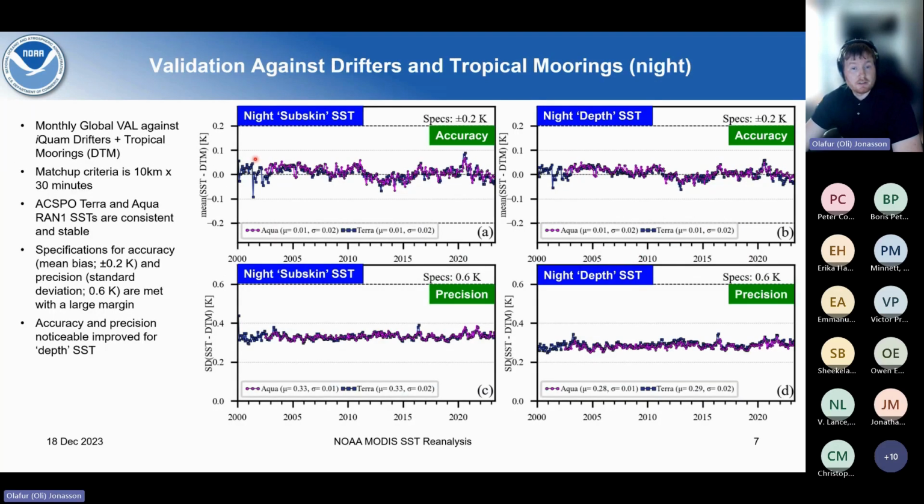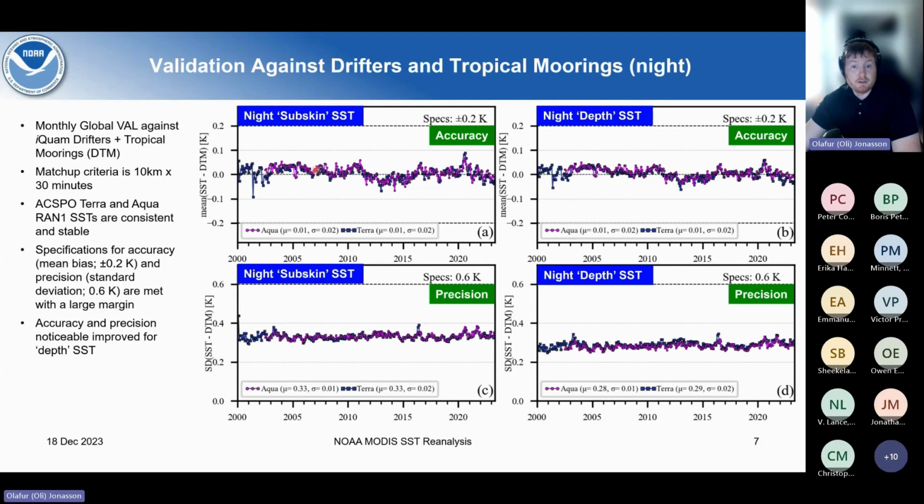This slide is an overview of the validation of MODIS RAN1 against drifters and tropical moorings for nighttime. This shows monthly global validation statistics against iQuam drifters. Every point that you see on this time series is a monthly aggregate, and our matchup criteria is 10 kilometers by 30 minutes. The top panel is the accuracy, or the mean global bias, and the lower is precision, which is the corresponding standard deviation. The left is the subskin SST, and the right is the depth SST.